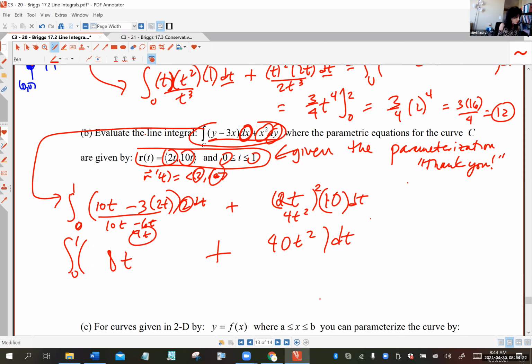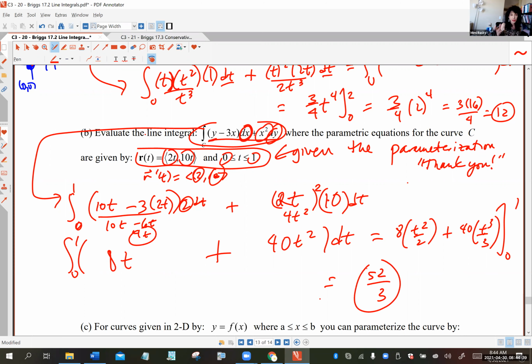Okay, this isn't too hard to integrate. It's just a polynomial. Antiderivative is 8 times t squared over 2 plus 40 t cubed over 3. Evaluate between 0 and 1, and I end up with 52/3 after I do some arithmetic. Okay, and there's another differential form line integral.